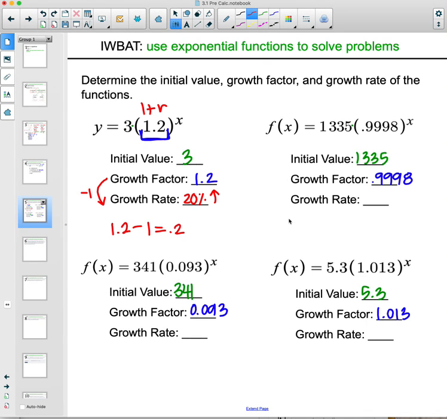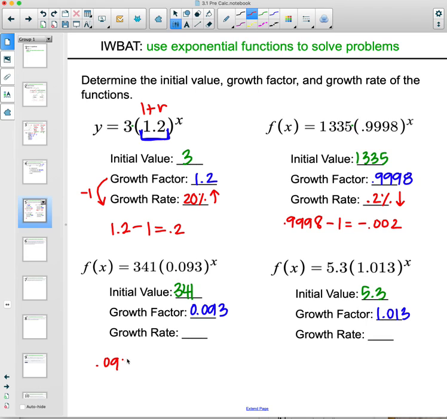And you're going to see that when you take the factor, that 0.9998, and you subtract 1, you're going to get negative 0.002. So now when you write this as a percent, again multiply by 100 or move that decimal twice, you're going to have 0.2%, and then you'll say that this is a decrease. So 0.2% decrease.